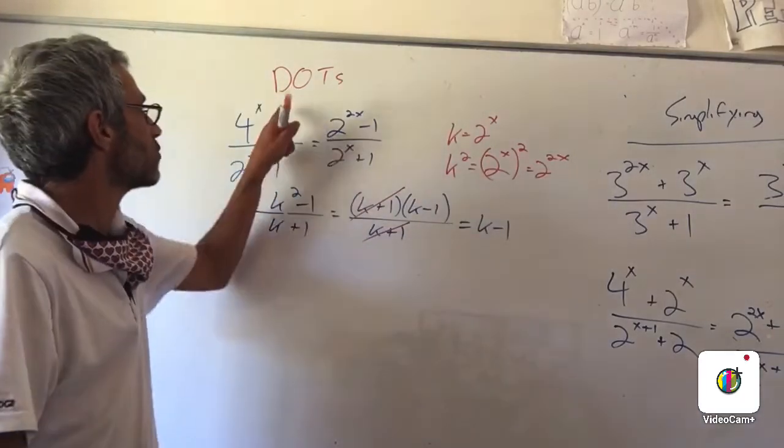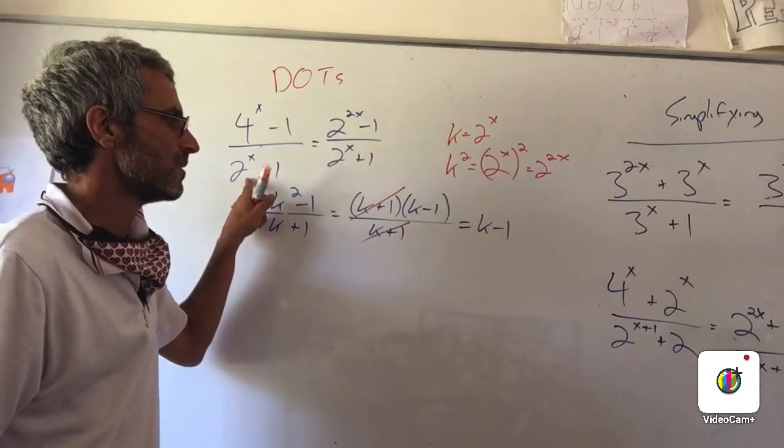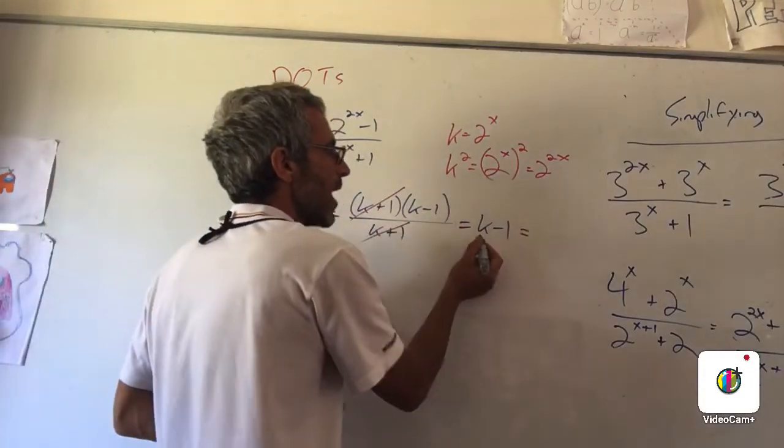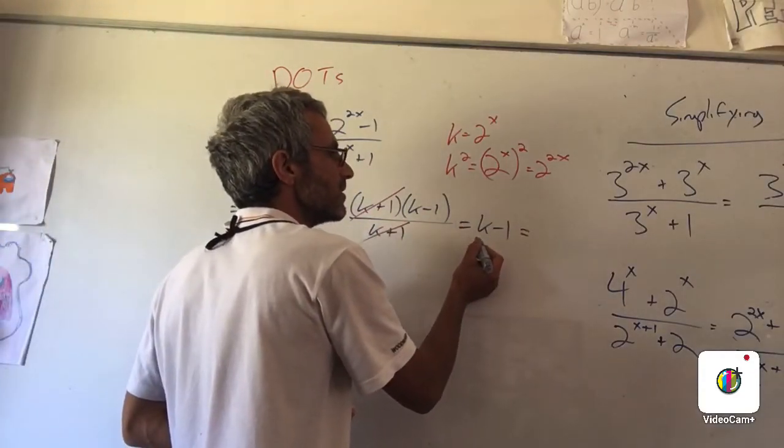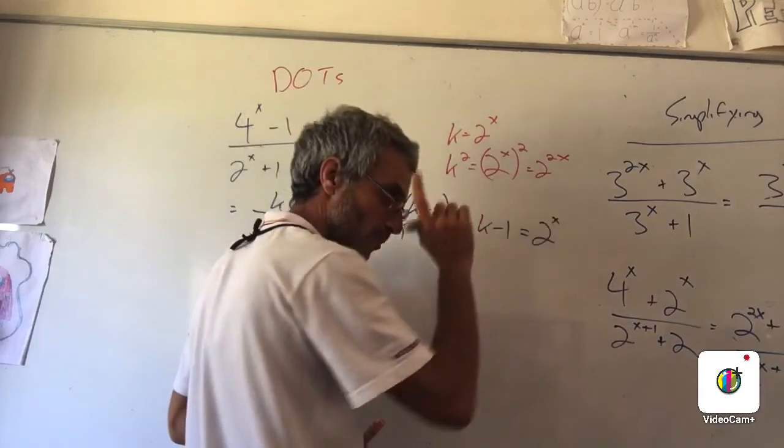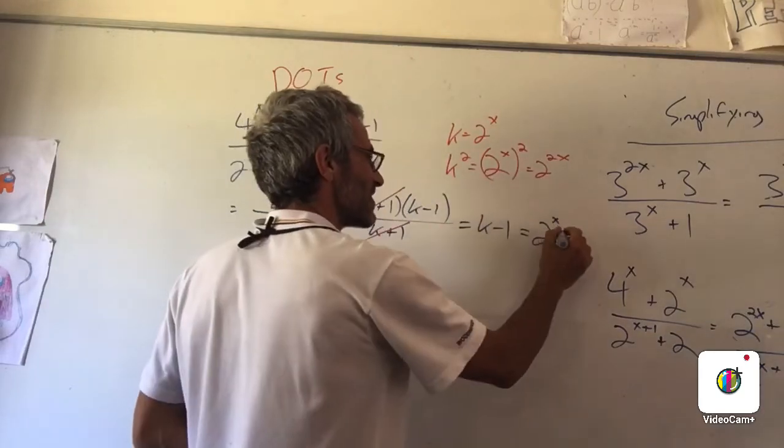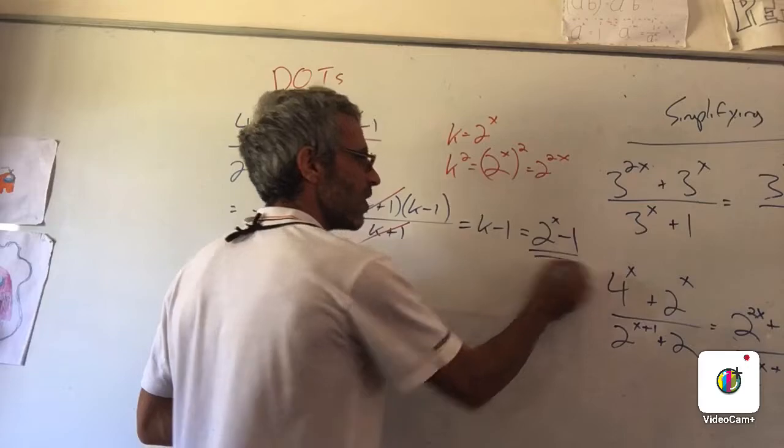No, because I need to write it in terms of the x, not in terms of the k. But I know what k is equal to. What is k? 2 to the power x, not 2x, because you're going to write 2^x minus 1. And that's the final answer.